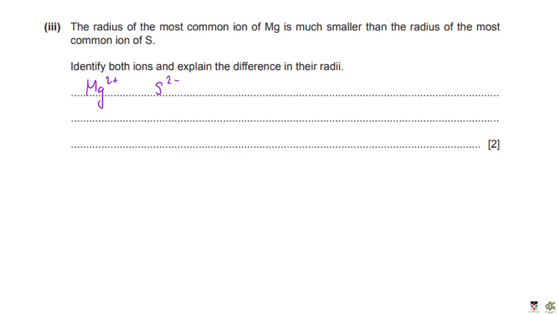So how do we explain the difference in size? We know that magnesium loses its outermost electrons, so it loses all the electrons in the outer energy level. Therefore the magnesium ion has 1 fewer electron shell than an ion of sulfur. Therefore it will be much smaller.